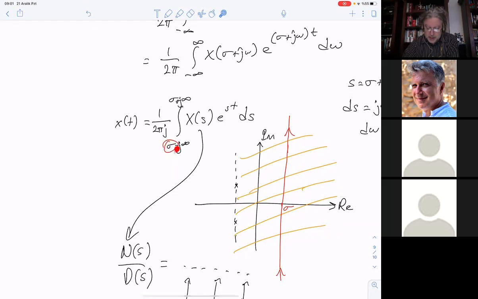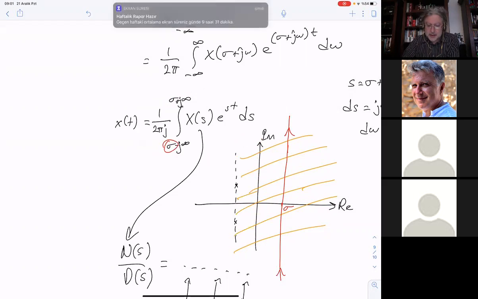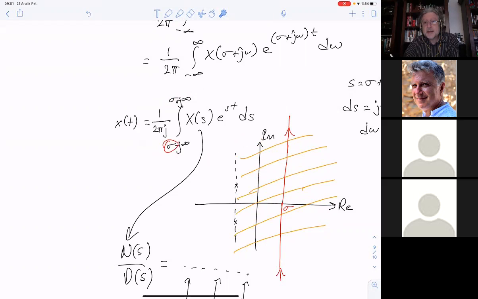If you choose sigma to be equal to 0, it would be exactly the imaginary axis. If you choose another sigma, it may be another axis that you are evaluating this. If you choose sigma equal to 0, then essentially it would correspond to the inverse Fourier transform. But there are some cases where sigma equal to 0, the j omega axis, is not included in the region of convergence. Therefore, you cannot really do this kind of integration. For those, you have to choose another sigma point within the region of convergence.